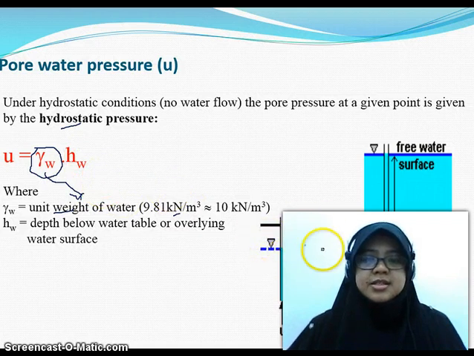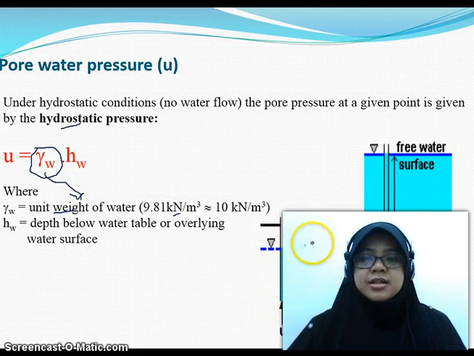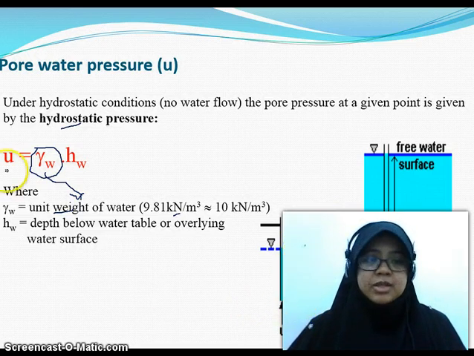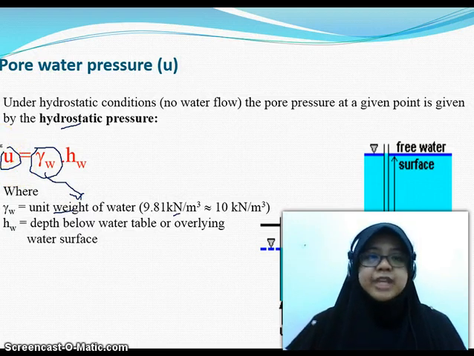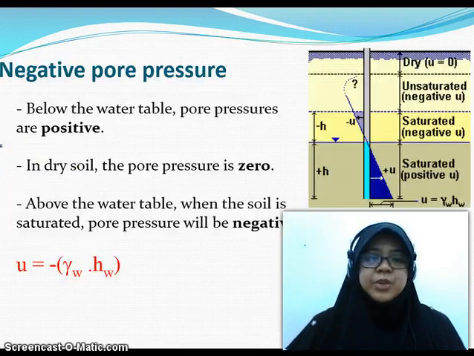Let's say this is a soil and the water table is there. If we know the height from here and the total depth of the soil, we can have the height of water. Then finally we can have the U value, the pore water pressure value.